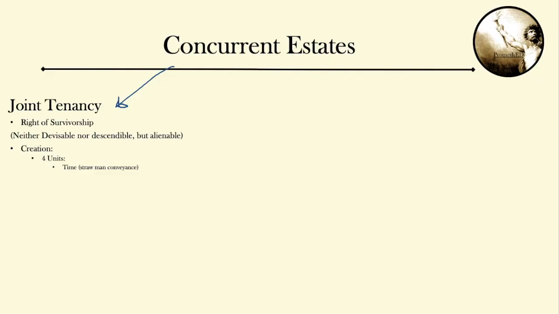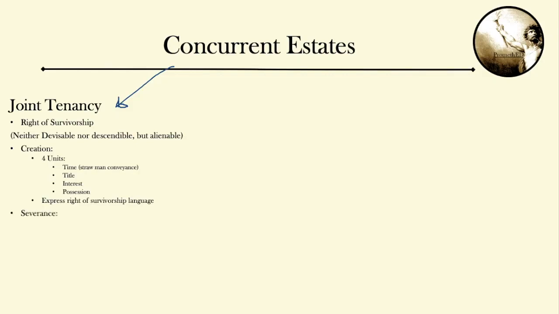The second unity which is required to create the joint tenancy is title. Title means that each tenant must get title by the same instrument. Then interest. All interests in a joint tenancy must be equal, of equal shares. And finally, possession. Each tenant must have the right to possess the whole. As I was saying, you also need an express right of survivorship, such as, for example, to A and B as joint tenants with right of survivorship.